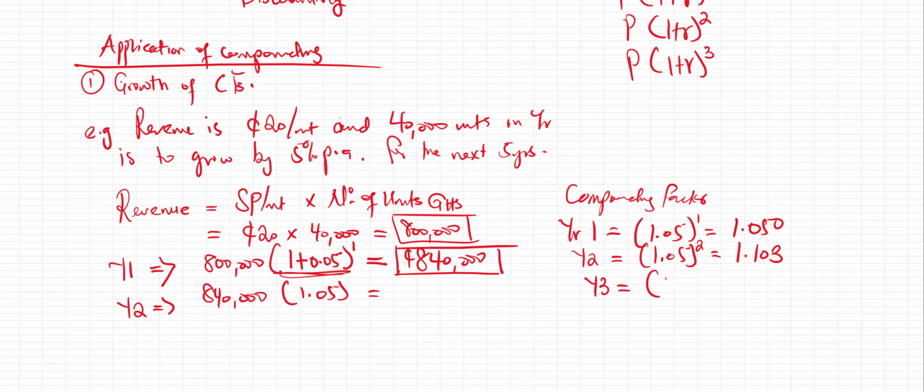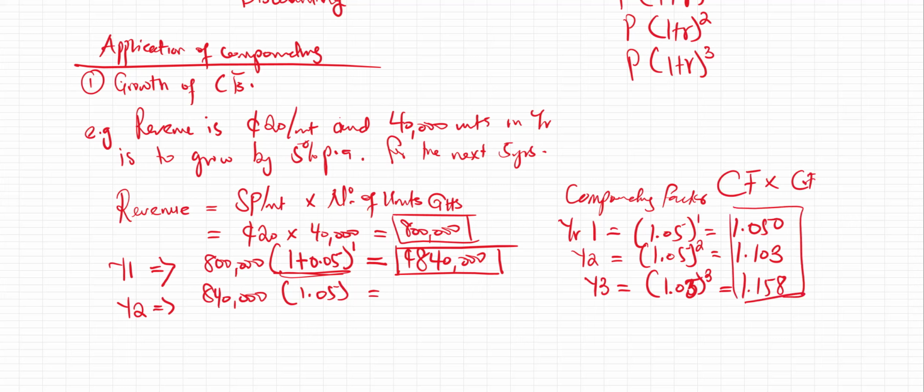1.05, so 1.05 raised to the power 3, right? It gives you 1.05 raised to the power 3, which is 1.158. Yeah, that's the one. Okay, so let's just say it's 3 years. What you do is you just take the cash flow and multiply by the compounding factor. This one.